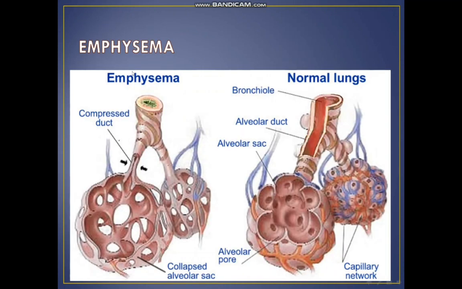In this picture we can see the emphysema patient and the normal lung. In the normal lung, the alveolar ducts are normal and the alveoli sacs are intact. But in the emphysema person, the alveolar ducts will be compressed, not letting the air come through, and the alveoli sacs will collapse because of the destruction of the alveoli walls.